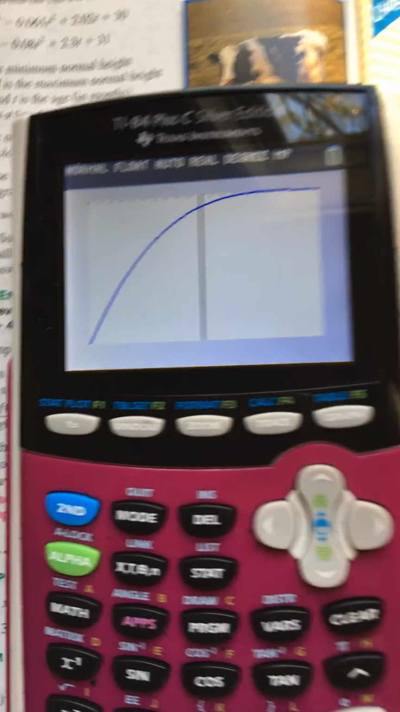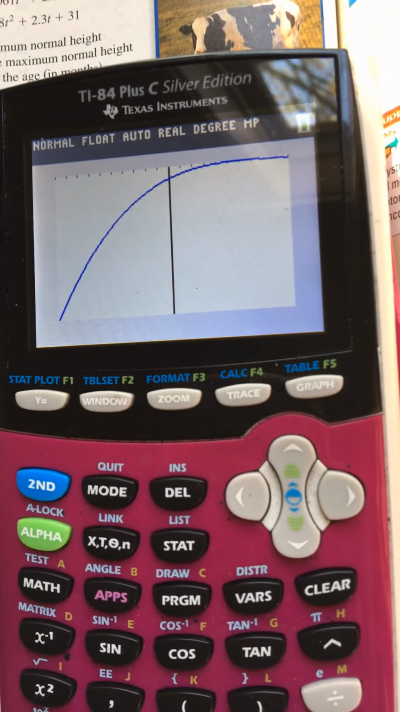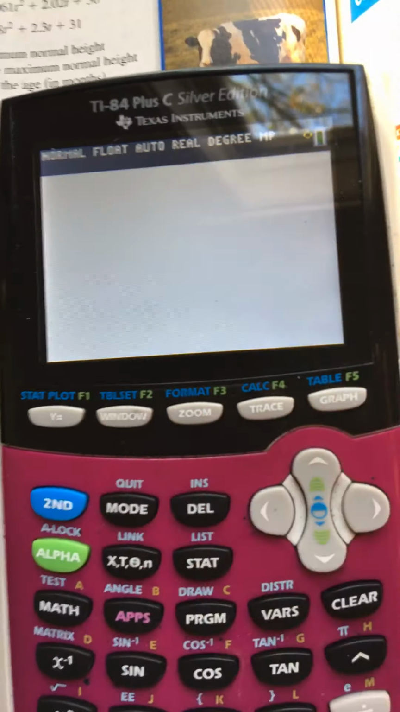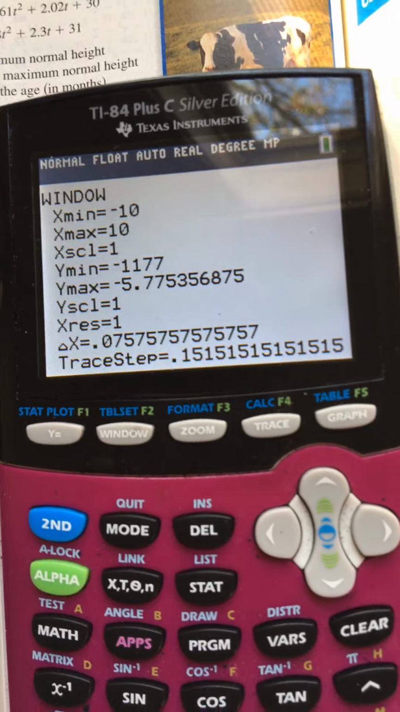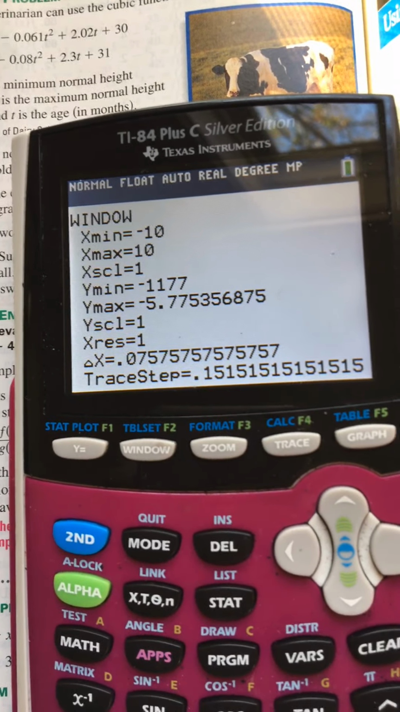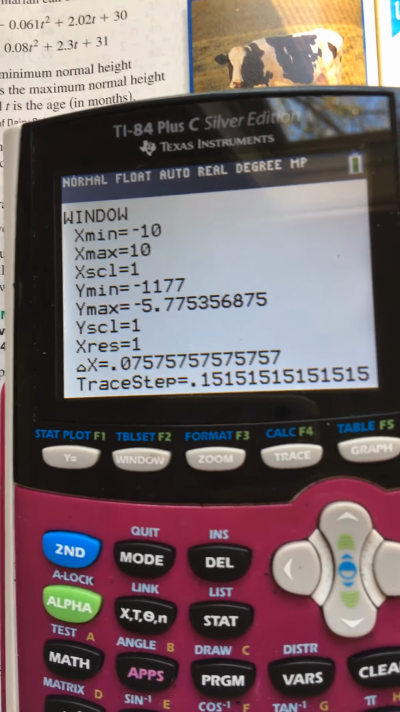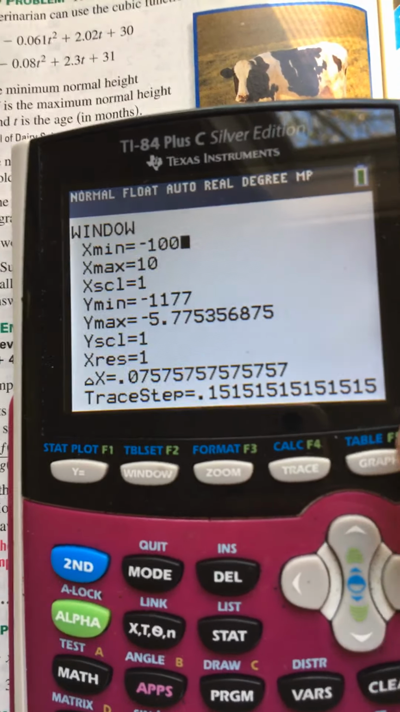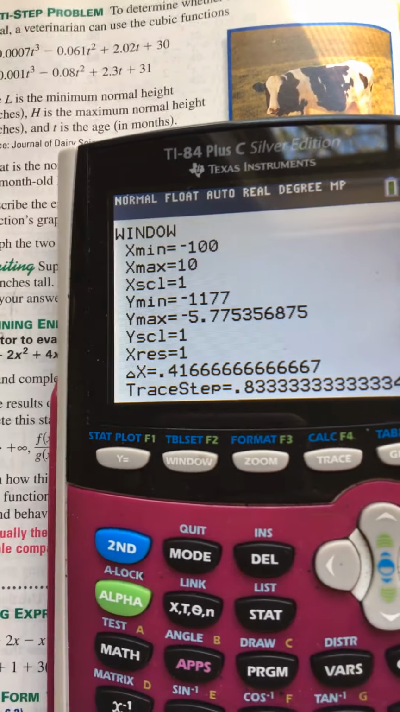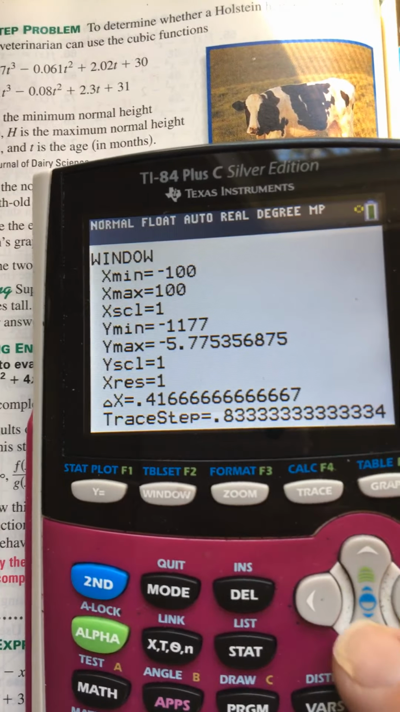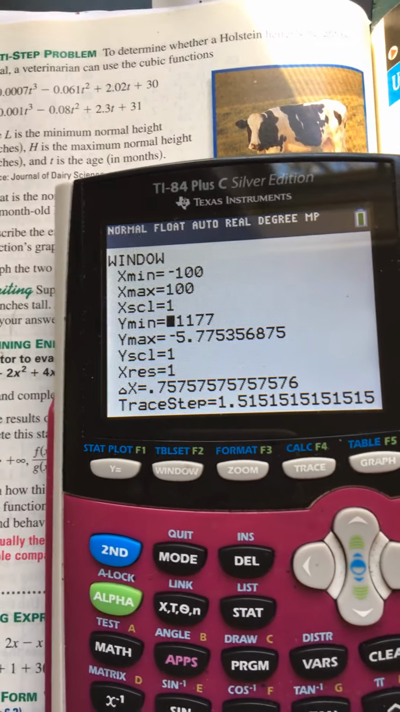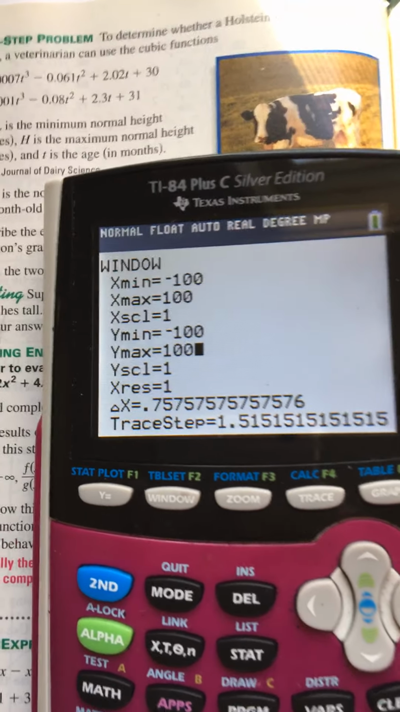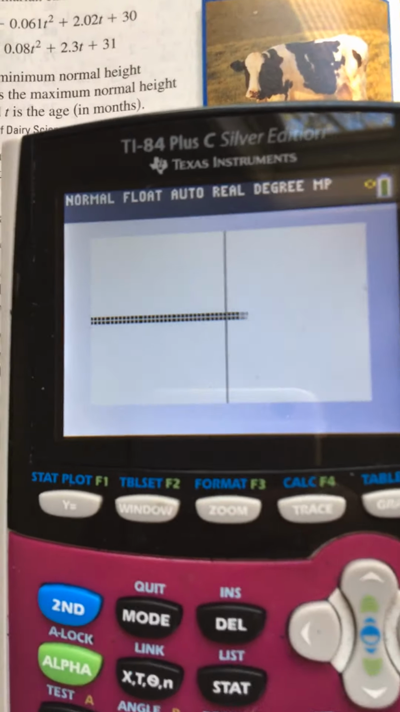And that's not it. That's wrong. So zoom fit didn't help me here either. So I'm going to have to go and do it the hardest way and push the window button and mess with it. Now what I usually do is go big or go home. I'll just go, okay, let's make my x minimum negative 100, my x maximum 100, my y minimum negative 100 and my y maximum 100. Everything's big. Let's see what it looks like now.